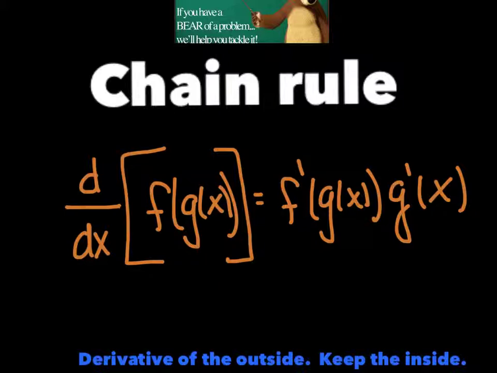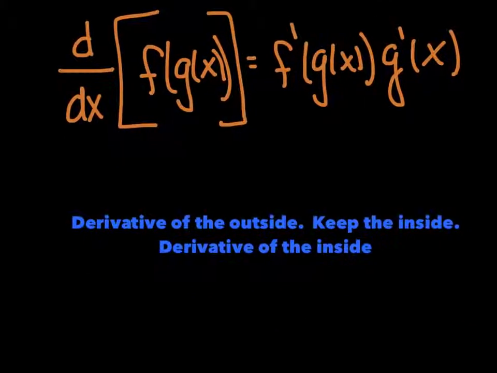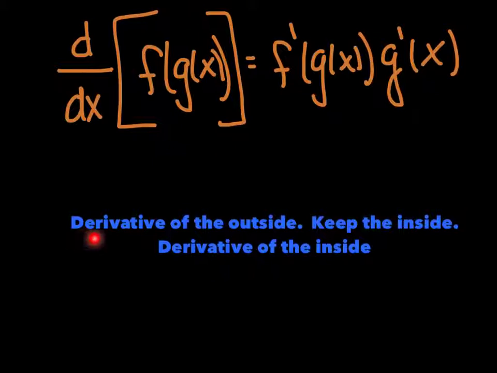Now let me put that into a little nicer language for you. Here's what we're doing. We're taking the derivative of the outside, keeping the inside, and then times the derivative of the inside. And that's all this rule says. F is on the outside, g is on the inside. Take the derivative of the outside, keep the inside, times the derivative of the inside.